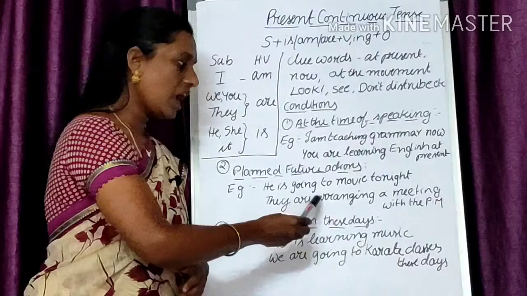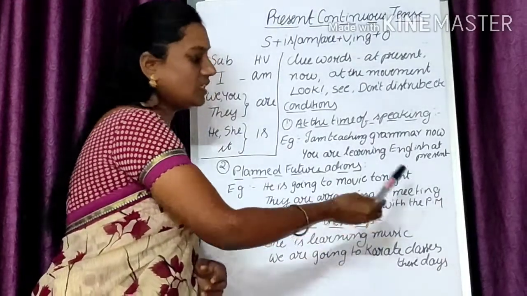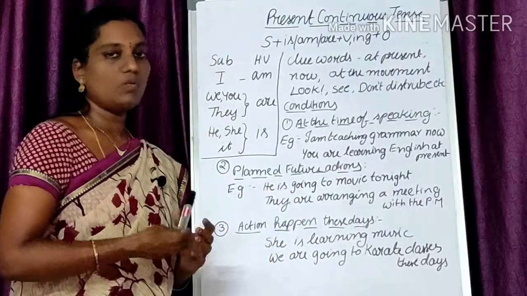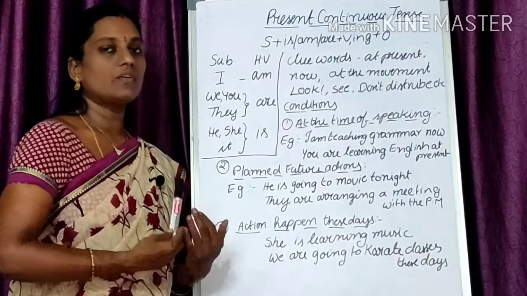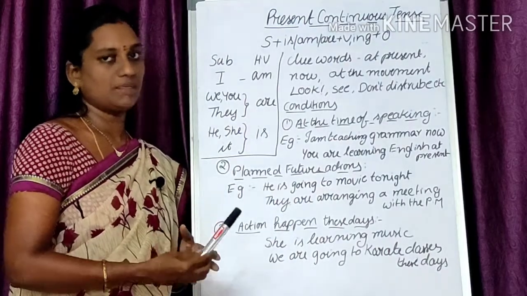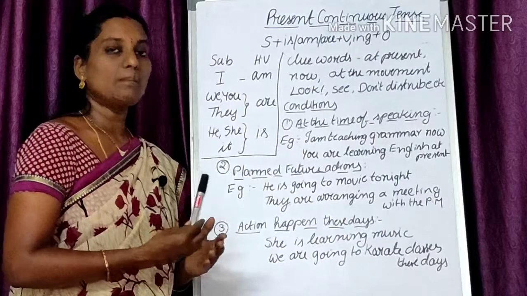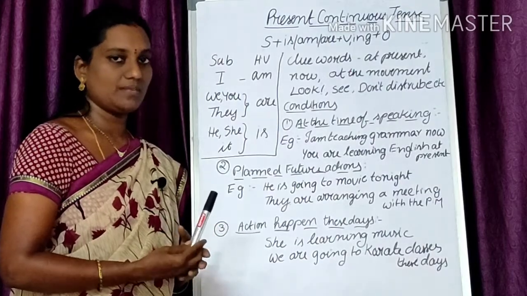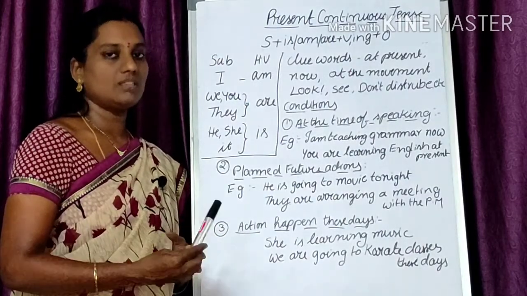Next, see, they are arranging a meeting with the PM. So what are they planning to do? They are going to arrange a meeting with the PM. That is a planned action. So planned future actions can be expressed in present continuous tense.